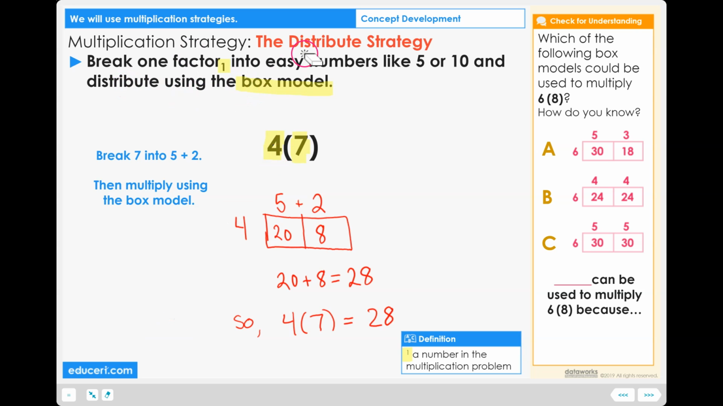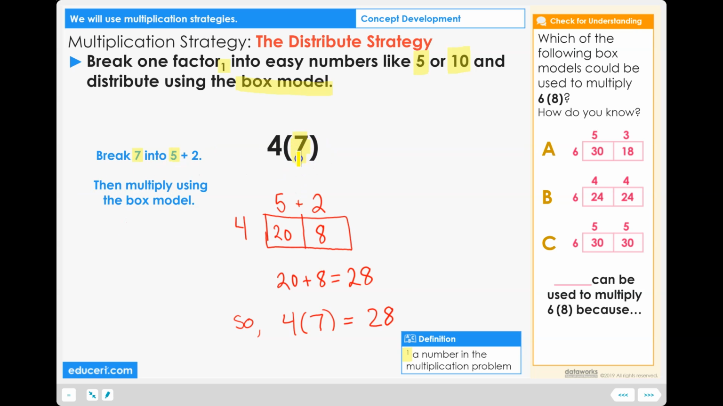model. When using the distribute strategy, the factor that you want to break apart is the second factor, in this case, 7. And so the way that we're going to think about this is we want to break 7 into 5 plus 2. Why 5 plus 2? Well, we could use 4 plus 3. We can use 1 plus 6. But our idea here is whenever we can, we want to try to use a 5 or a 10 because multiplying times 5 or times 10 is usually an easier multiplication to carry out. So instead of multiplying times 7, we're going to think of 7 as 5 plus 2.